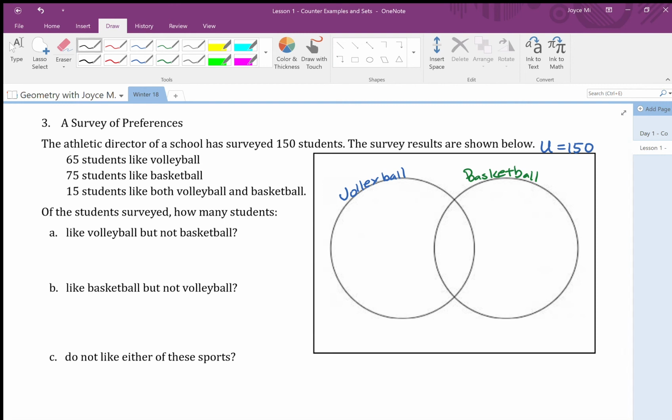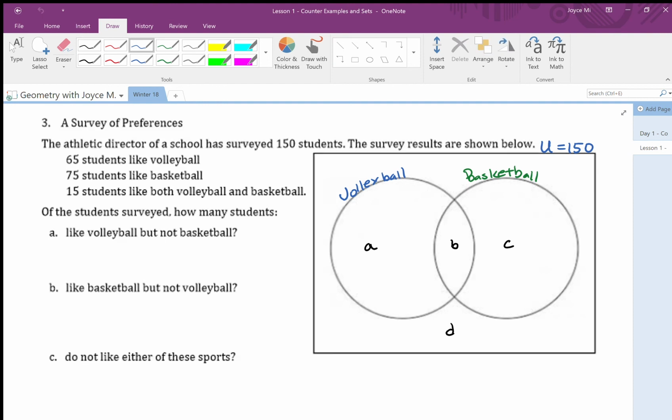I'm going to call this region A, this is region B, this is region C, and this is region D. Region A represents students who like volleyball but not basketball. Region B represents students who like both sports, which is common to both of them. Region C represents students who like basketball but not volleyball. Region D represents students who like neither of those sports. So let's fill in the regions and see how many students are in each. Let's look at question A.